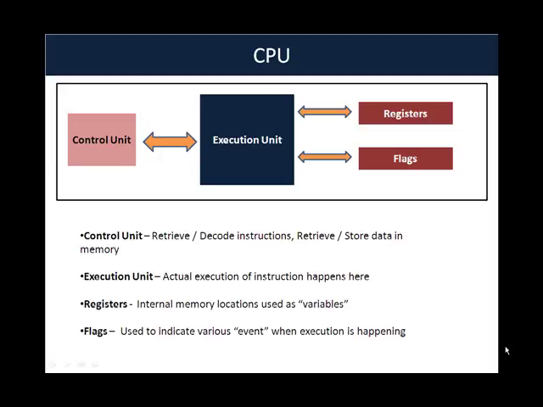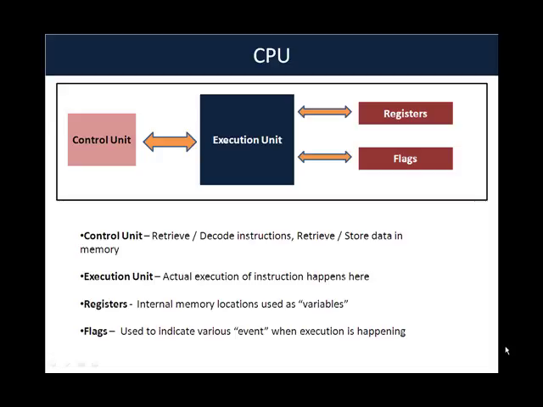So basically the CPU consists of four parts, very broadly. The first is the control unit. This is the place in the CPU which is responsible for actually retrieving and decoding instructions, as well as storing and retrieving data from memory while the CPU is actually executing instructions. The second block is the execution unit, which, as you can easily understand from the name, is the place where the actual execution happens.